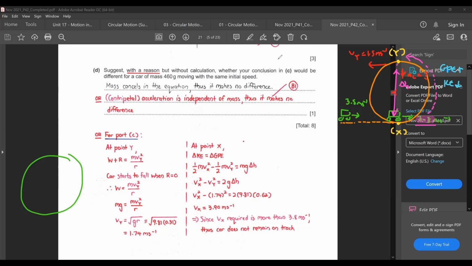Okay, I'll just show it very quickly for you. This is where my masses are at the top and bottom. At the top, I would have W and R. At the bottom, I would have W and R. So this one was point Y, this one was point X.